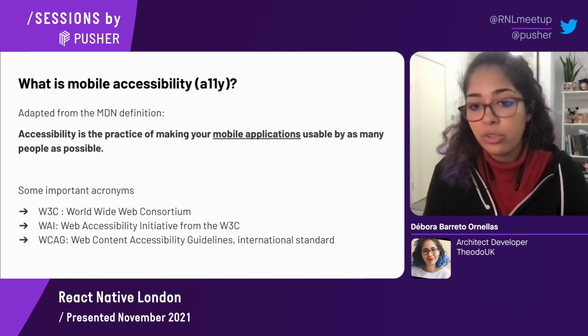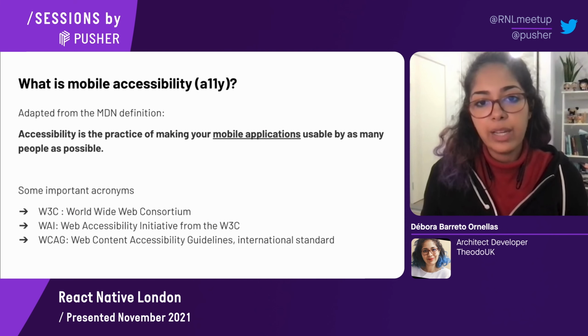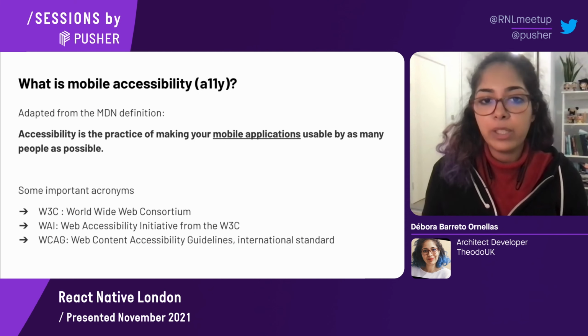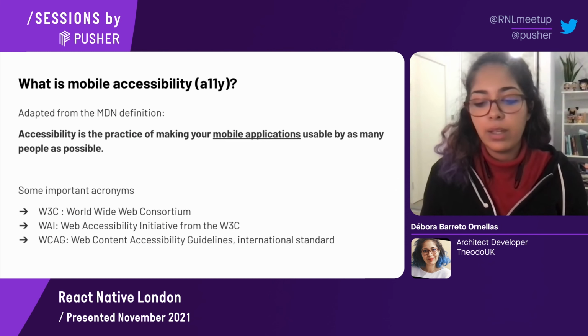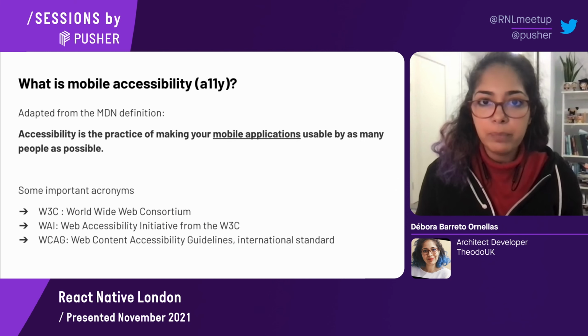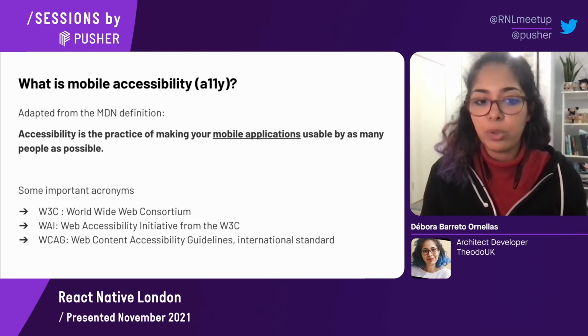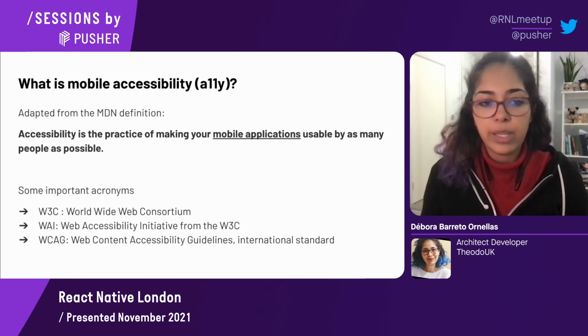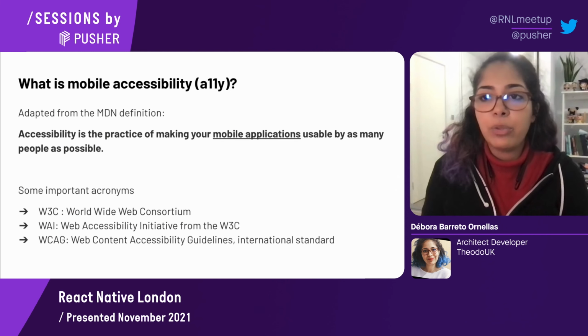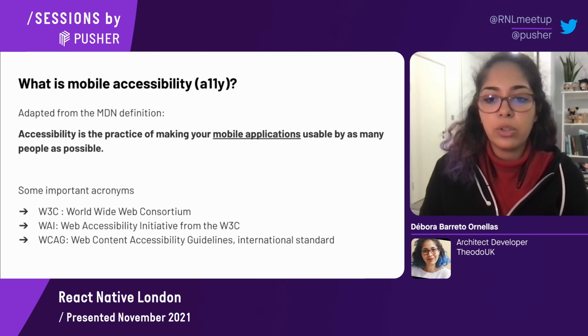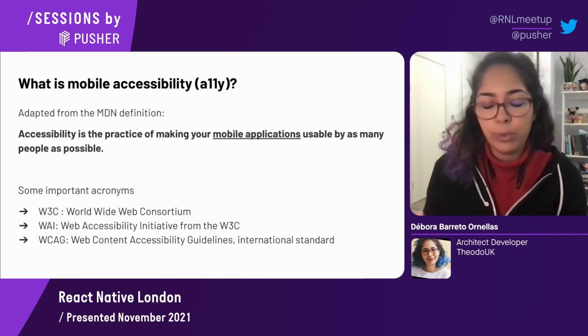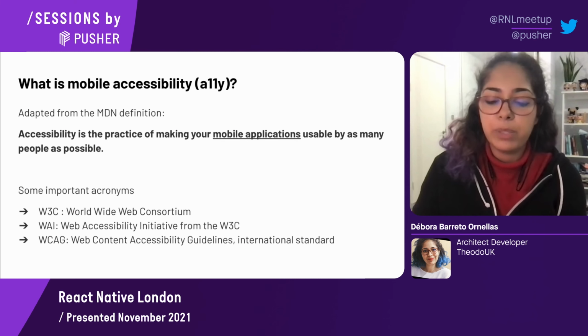It is an international standard, and most countries that have laws related to websites being accessible base them on the WCAG guidelines. Right now, the latest version is 2.1. There is a 2.2 version that may be released soon. There are also 3 levels of compliance, A, AA, and AAA, and the gold standard, the go-to if your website or mobile application needs to be accessible, would be AA.